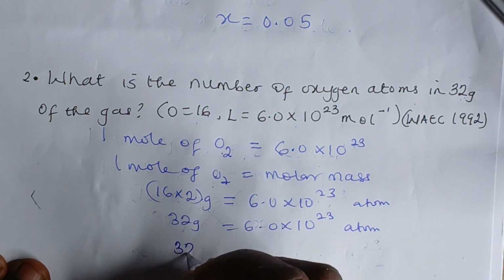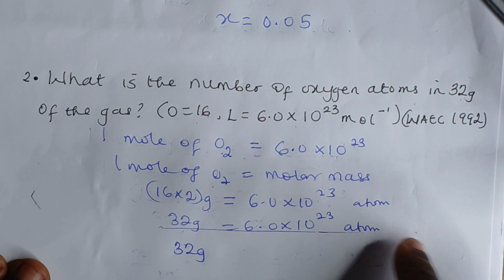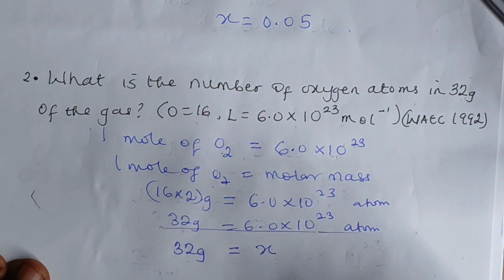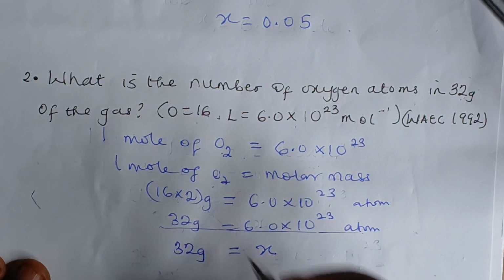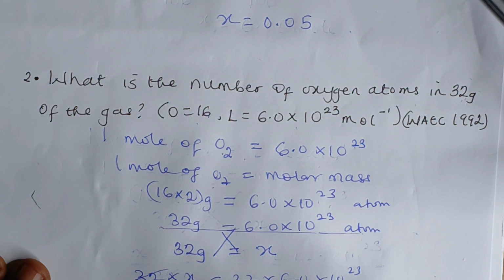32 grams now from the question. Don't forget that this first line is not from the question, it's from the standard. We can see that I can still cross multiply. 32 times x equals 32 times 6.0 times 10 raised to the power 23. Dividing both sides by 32, x is 6.0 times 10 raised to the power 23 atoms. And that is our answer.